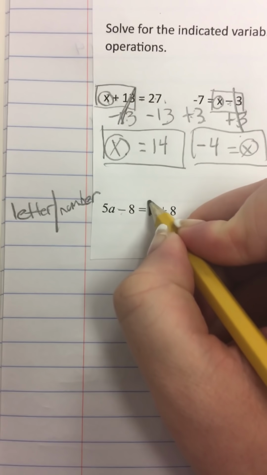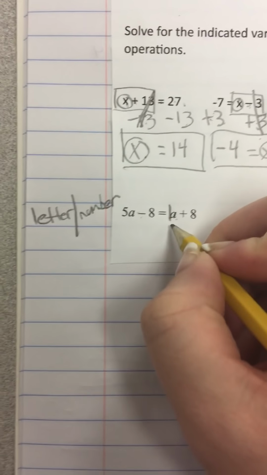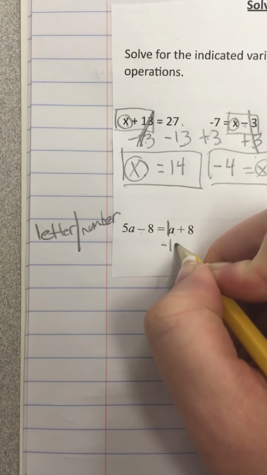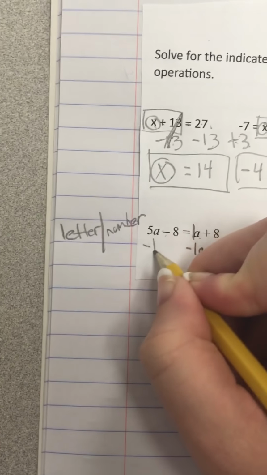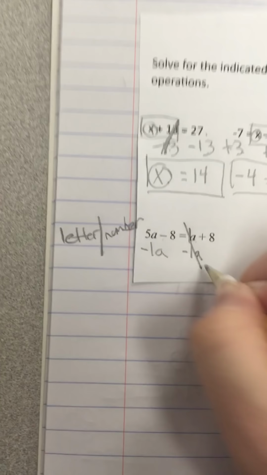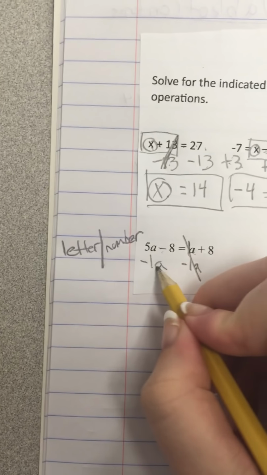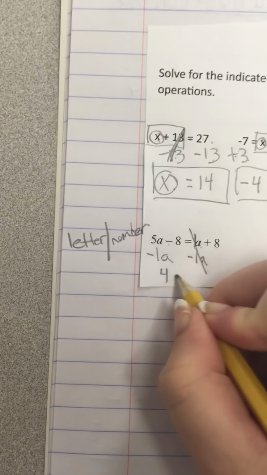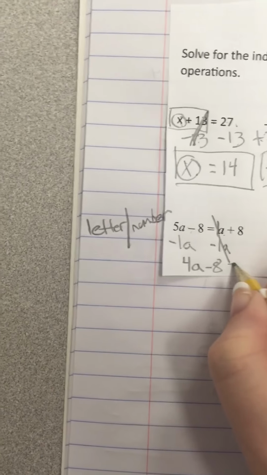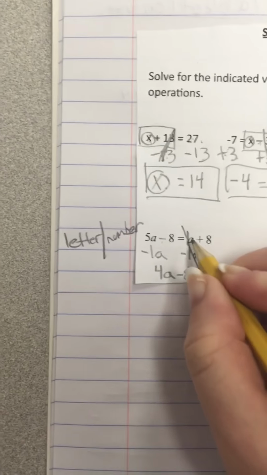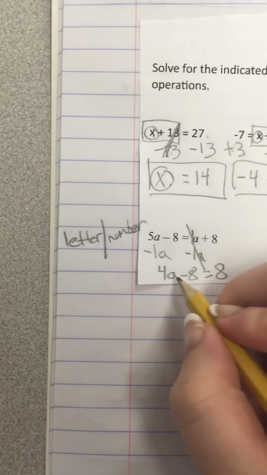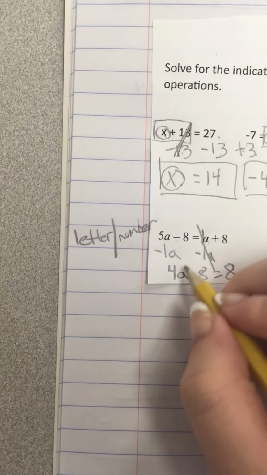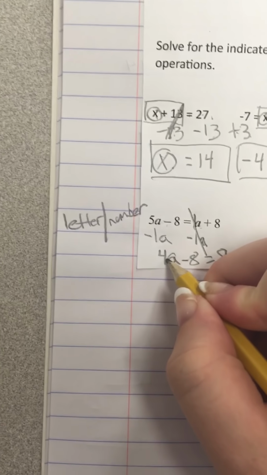So this is really 1a, and it's a positive 1. So the opposite of positive 1 is negative 1. So again, I need to do that on both sides. Okay, so now I have 5a minus 1a, which is 4a. And again, these are going to cancel out. So now I have my letters all on the same side, so I'm going to circle it.